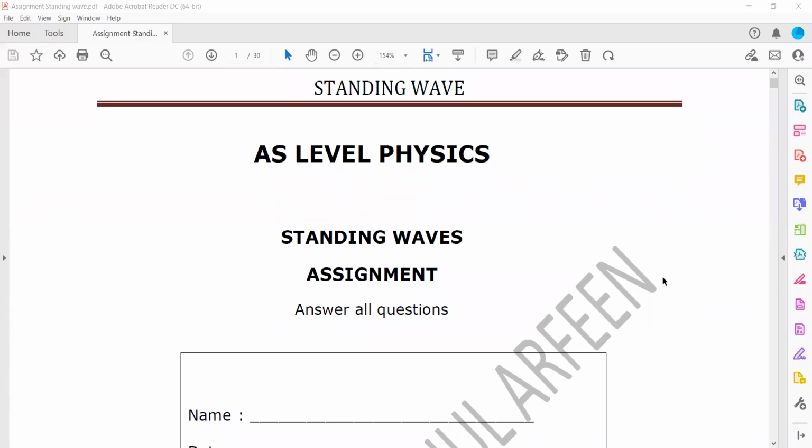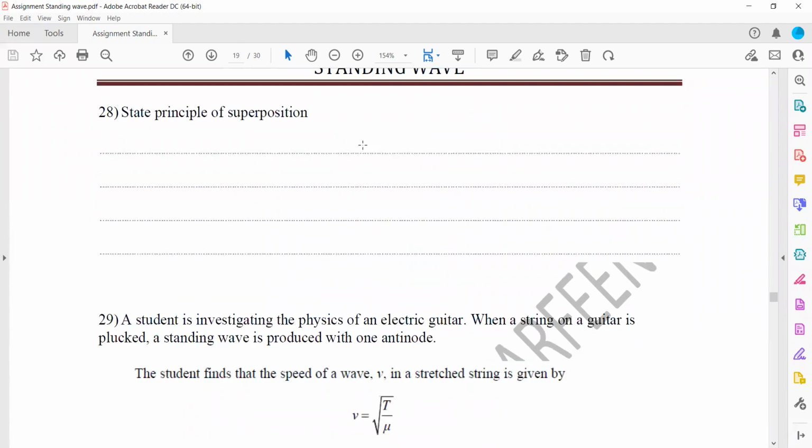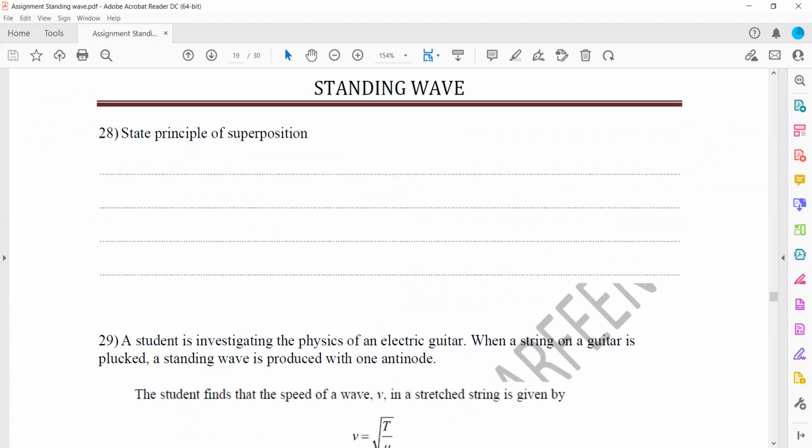The assignment related to standing waves. We'll discuss from question 28 onwards. So the first question, 28: state the principle of superposition.